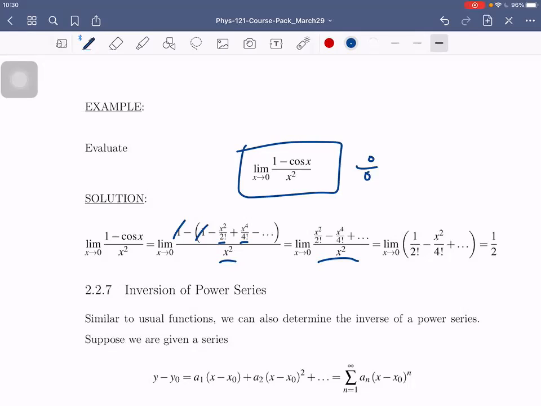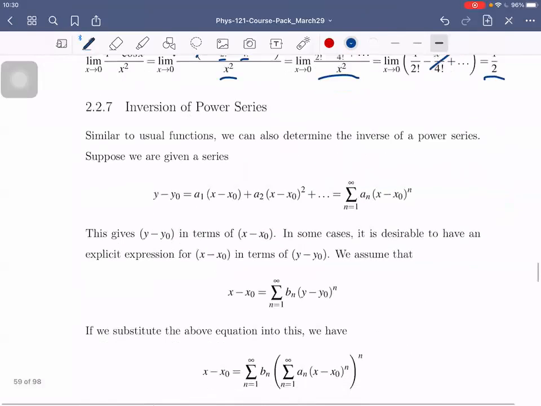Meaning, kapag pinalitan mo ng 0 yon, magbabanish yung mga nandito. 0 na. And matitira na lang sa'yo ay 1 over 2 factorial, which is equivalent to 1/2. And this is exactly what you get if you use L'Hopital's rule. Tama? So without using L'Hopital's rule, ipakita natin na may limit talaga. The limit exists. Yun nga lang, you have to know yung power series expansion niya. Okay? So let's move to another subsection.